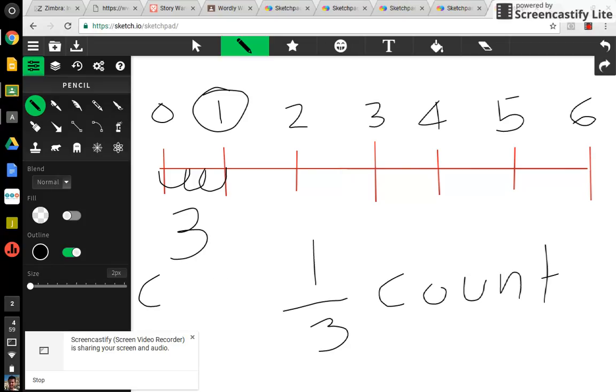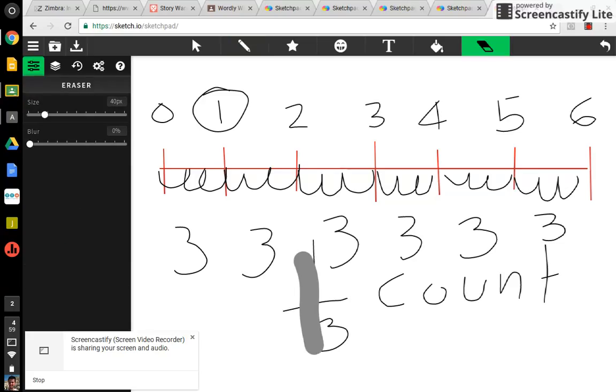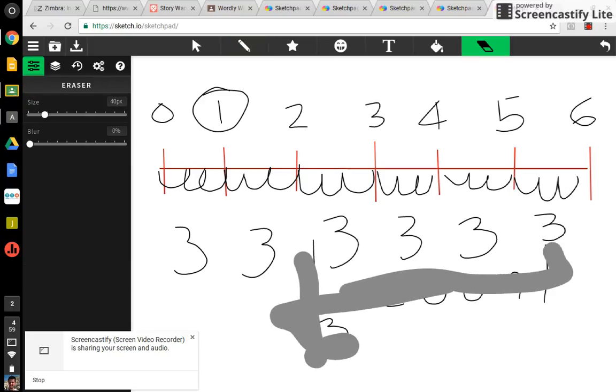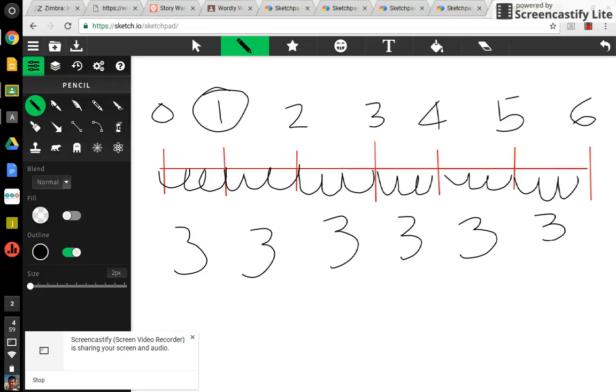So let's keep going. Let's see if we can notice a pattern. We'll continue getting thirds. We get another 3 cupcakes. We get another 3 cupcakes. And we just continue our pattern until now we can see that altogether we have 18 cupcakes.